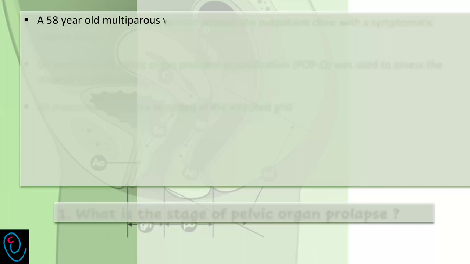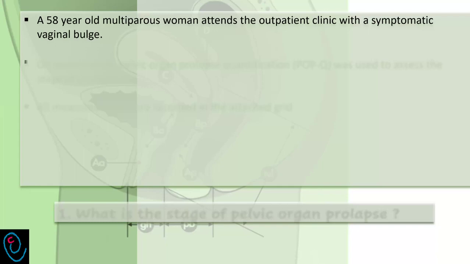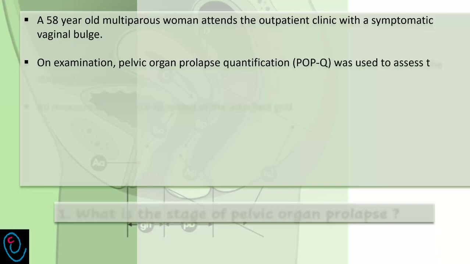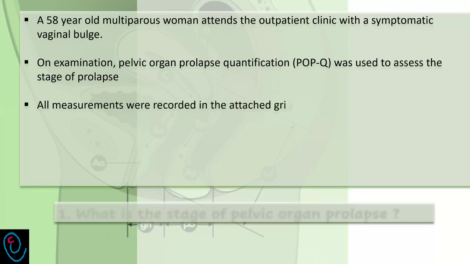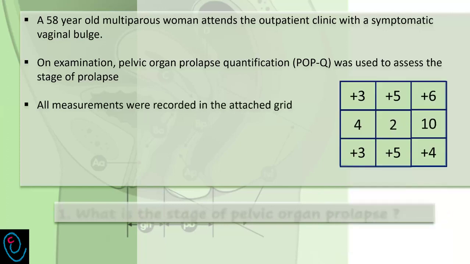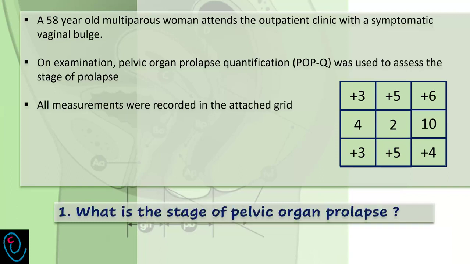A 58-year-old multiparous woman attends the outpatient clinic with an asymptomatic vaginal bulge. On examination, pelvic organ prolapse quantification was used to assess the stage of prolapse. All measurements were recorded on the attached grid. What is the stage of pelvic organ prolapse?